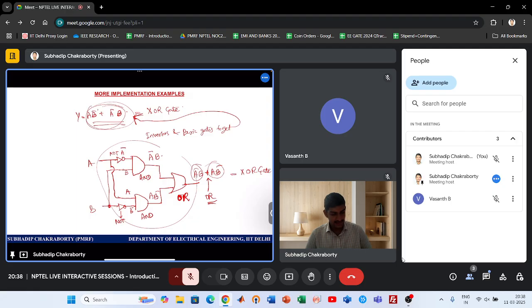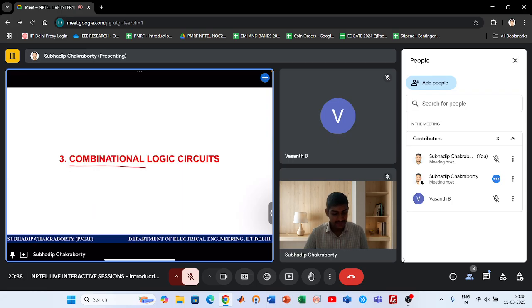Hope you understand, right? Now we go to combinatorial logic circuits, where a combinatorial logic circuit means you have a combination of literals represented in the form of Boolean functions. So there are many inputs and the function you want to achieve. But remember, this is different from sequential circuits.